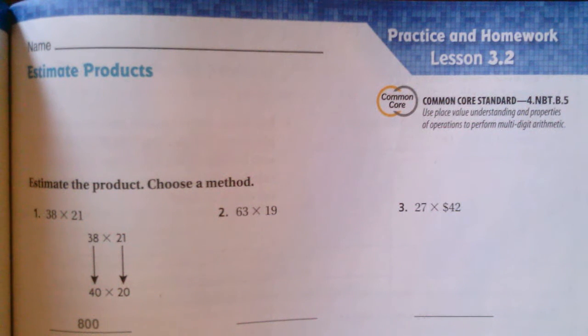All right, we are going to be doing practice in homework 3.2 where we have to estimate our products. So the first step is to round each one of the numbers and then multiply them to get your estimate or your product. And then remember to round, you have to decide if the largest place value, you look next to it to decide, does it round up or does it round down?